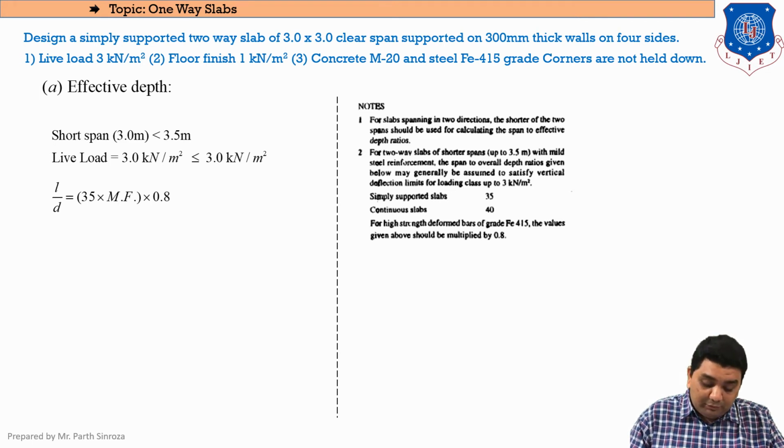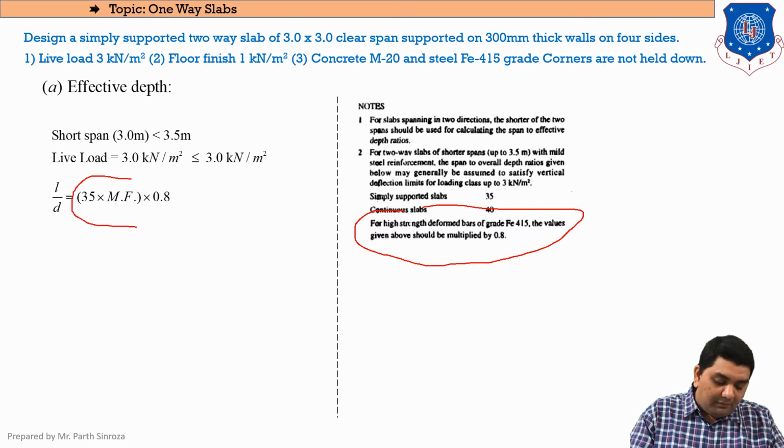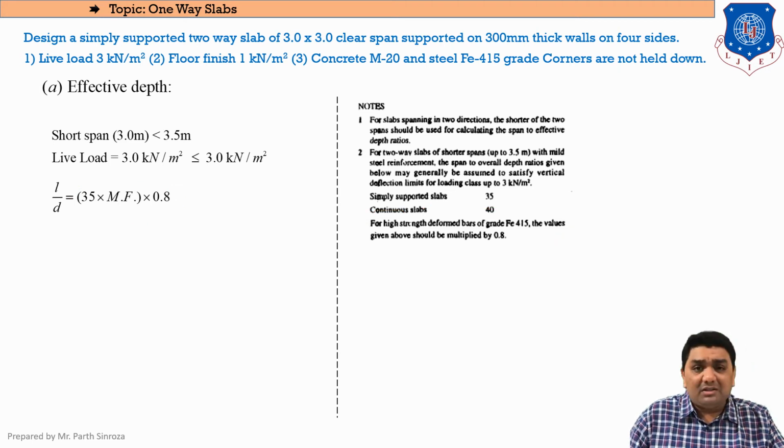Clear? But now again you need to keep in mind that for HYSD bars, it is given in the IS code itself that for high strength deformed bars of grade 415 it is specified the values given above should be multiplied by 0.8. So whenever we are dealing with HYSD or Fe415 bars, the equation will be 35 MF into 0.8. Yeah? So this you need to remember. It is given in the code itself, but you need to point out which values are to be written and specified. So our equation will be this.